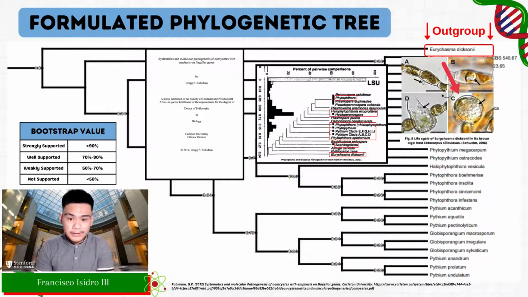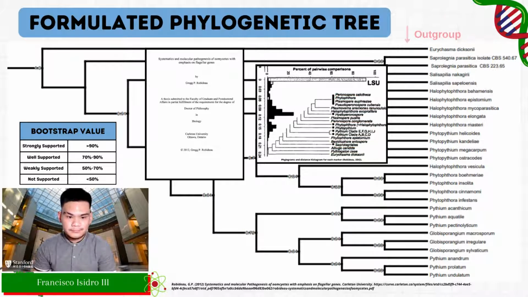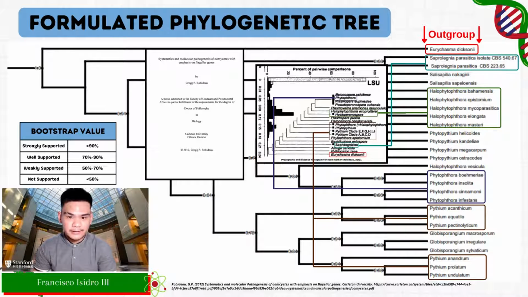So we were able to retrieve this marine oomycete and use it as our outgroup through the research conducted by Robideau in Carleton University. It can be seen here in the middle phylogram illustration that the researcher was able to utilize several oomycete species that are also present in our formulated phylogenetic tree. It can be identified that the halophytophthora, Saprolegnias, Phytophthoras, and Pythiums are the species present in both the research paper and the formulated phylogenetic tree.